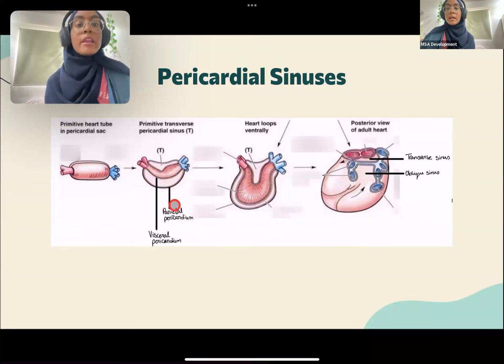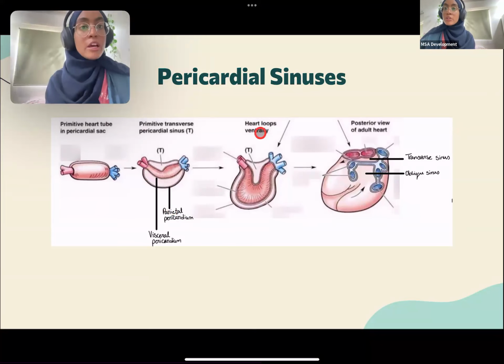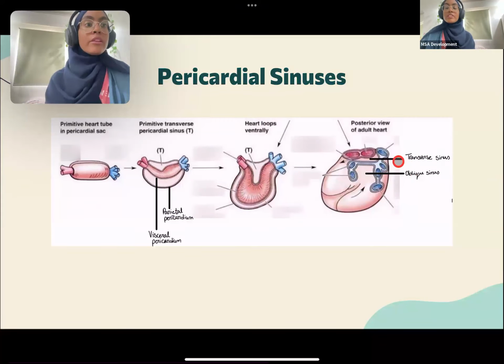Okay? Now what happens is that this tube starts folding, basically. Okay? So you see this area marked as T, it basically disappears. Okay? What forms there, or what's there afterwards? The transverse sinus. So the transverse sinus is between the visceral pericardium of the aorta and the visceral pericardium of the pulmonary trunk. Okay? This is the transverse sinus.